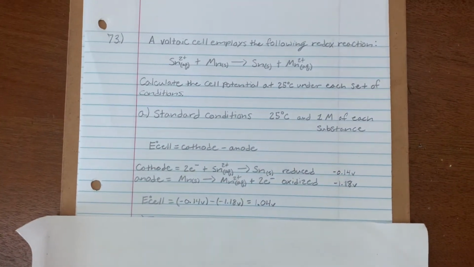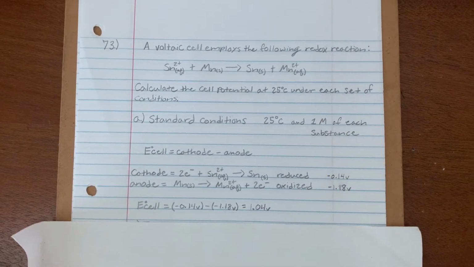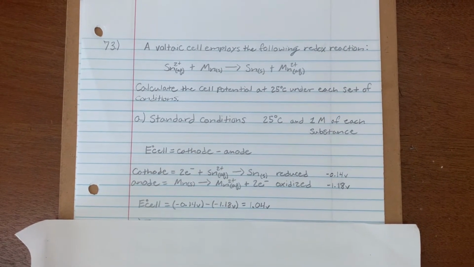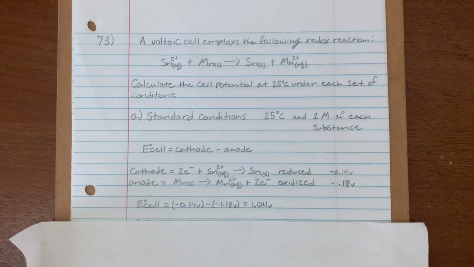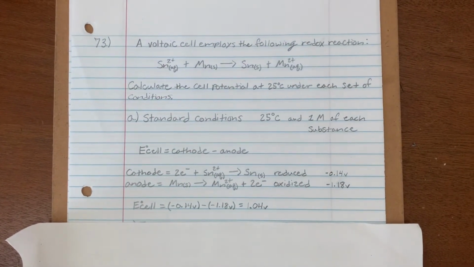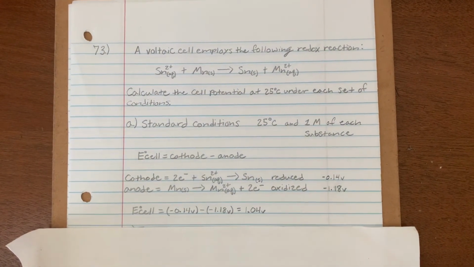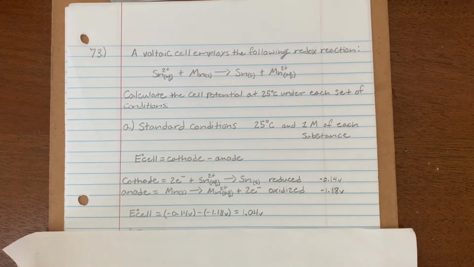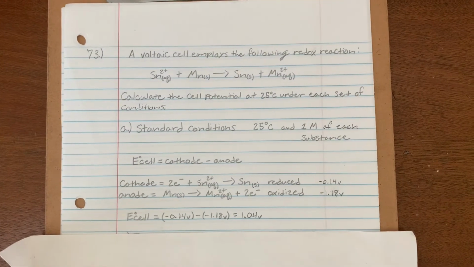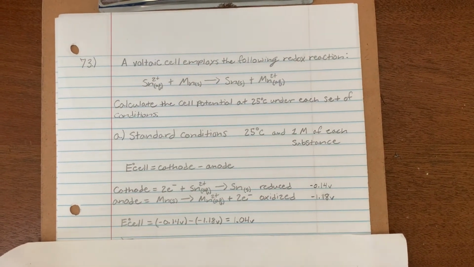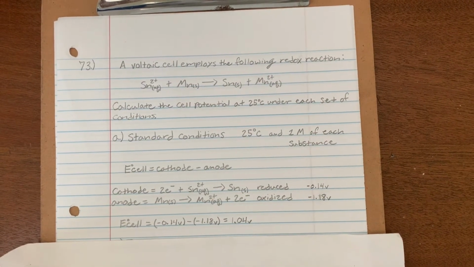Next, we would plug these values into our equation to calculate E cell at standard conditions. We would be doing negative 0.14 volts minus negative 1.18 volts. And when you subtract a negative number, you are essentially adding that value. And so you get a positive 1.04 volts for E cell at standard conditions.